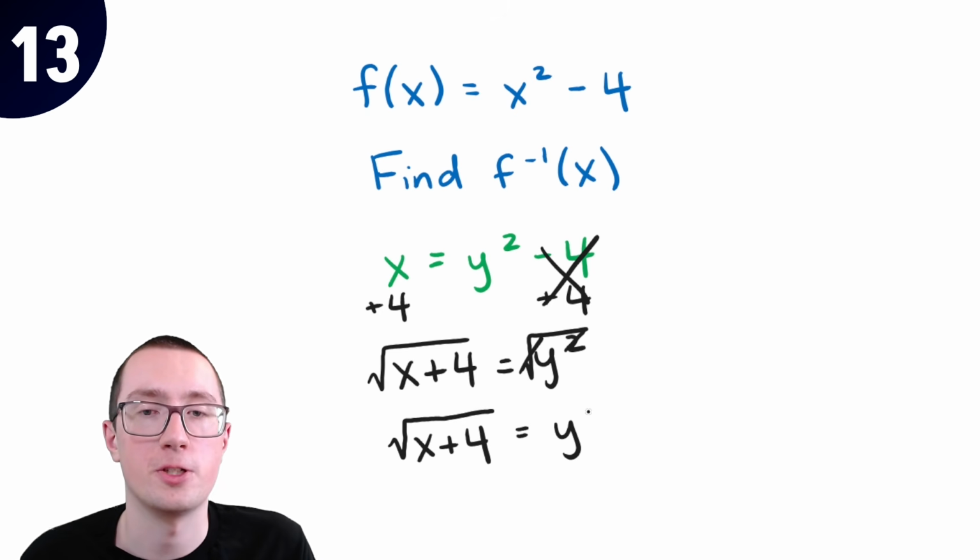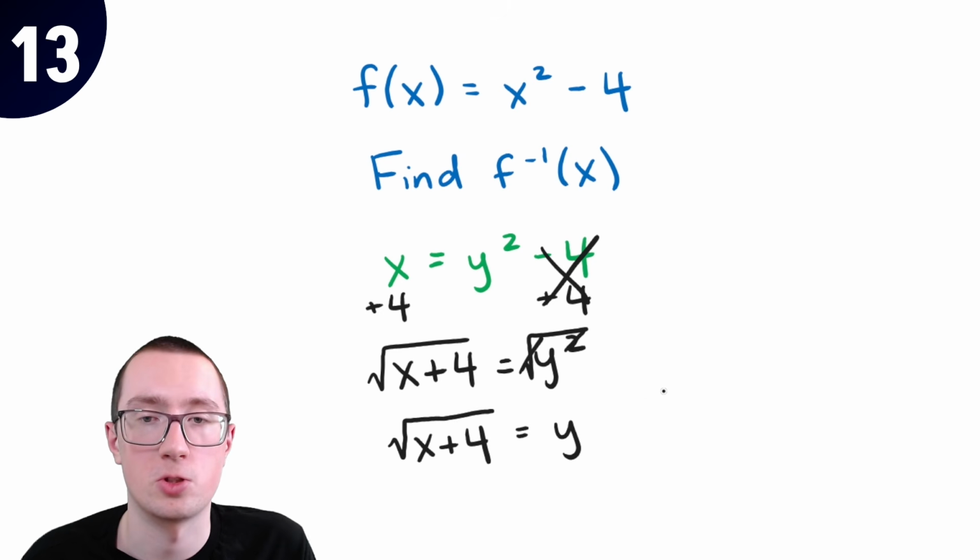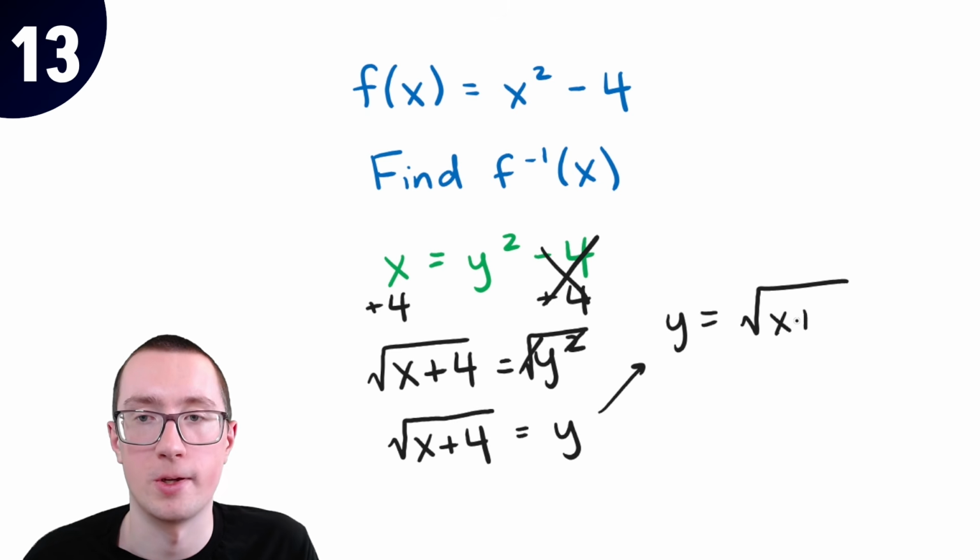So now normally for a function, the y part is on the left. So I'm just going to swap this around. So this is going to become y equals the square root of x plus 4.